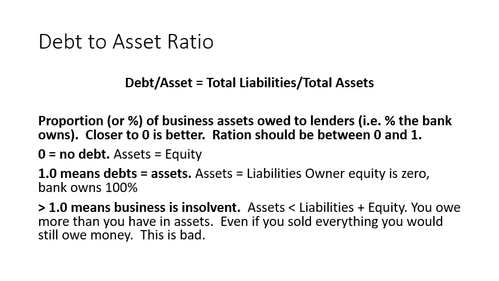Closer to 0 is better, and the ratio really should be between 0 and 1. 0 means you've got no debt. That means your assets equal your equity. 1 means debts equal assets. That means you don't have any equity. And if you have a debt to asset ratio greater than 1, that means your business is insolvent. You have less in assets than you have in liabilities. You owe more money than you even have. And that's really bad. Lenders don't like to see that.